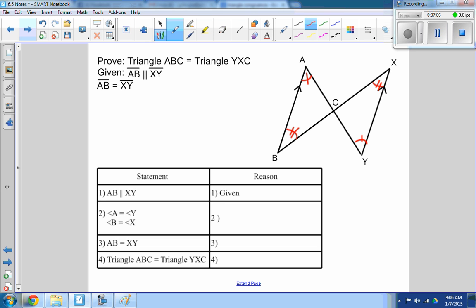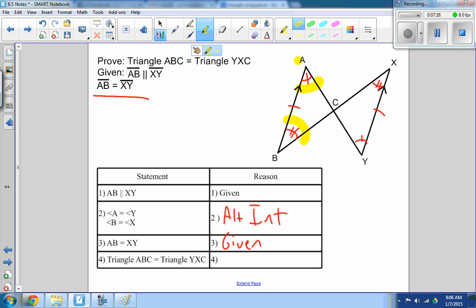Why can we do that? That is because they are alternate interior angles. I'll just abbreviate there. Next statement, AB is equal to XY. Well, that was given up here, so that's given. So what do we have? We have two angles and a side between them. The triangles are congruent because angle, side, angle.